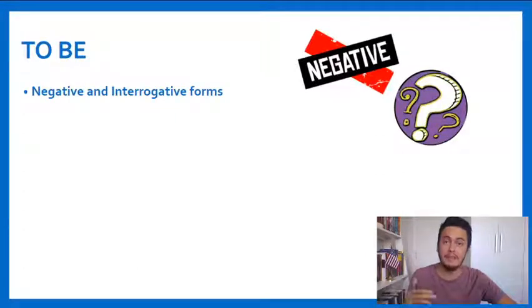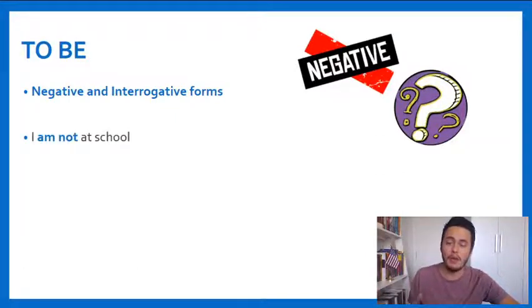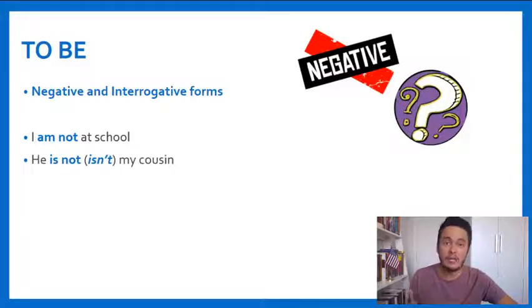Now, how do I put verb to be in the negative, in the interrogative? It's quite simple actually. So for example here, I am not at school. So when you put a negative with verb to be, you just put a not, okay? Also here, he is not my cousin. Now, you see that he is not can be contracted and becomes isn't. He isn't my cousin.